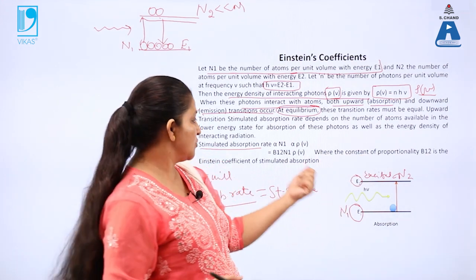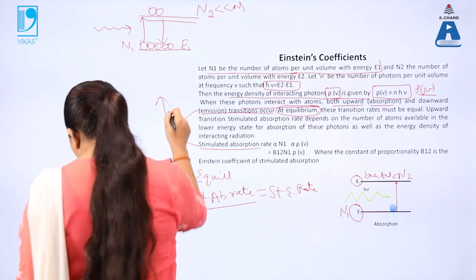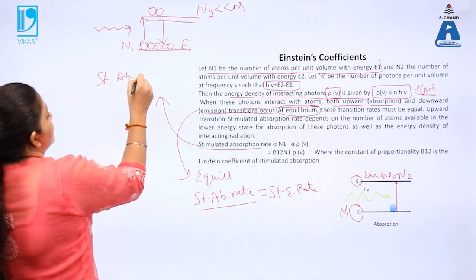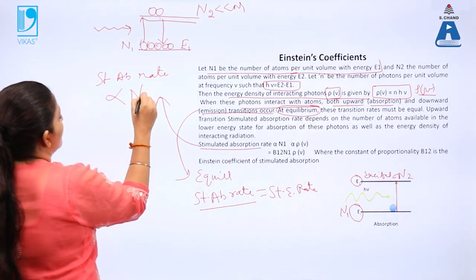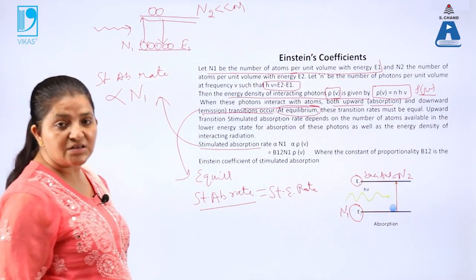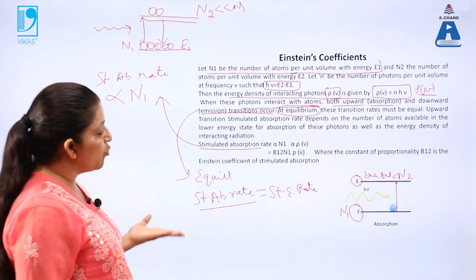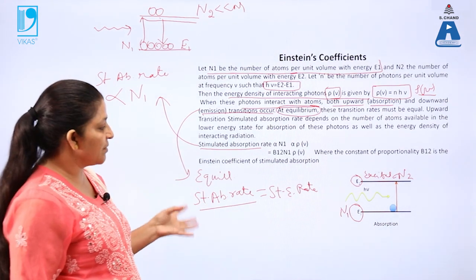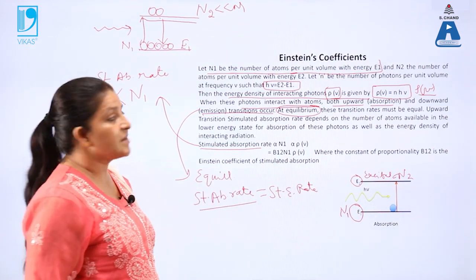Firstly, it will depend upon the rho nu. So the stimulated absorption rate will depend, first, on N1. What is N1 here? N1 is the number of atoms which are present in the ground state. That means the more atoms present in the ground state, the more atoms will absorb the radiation and move from the ground state to the excited state.